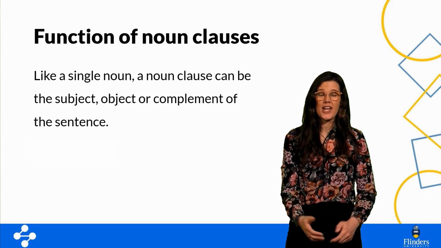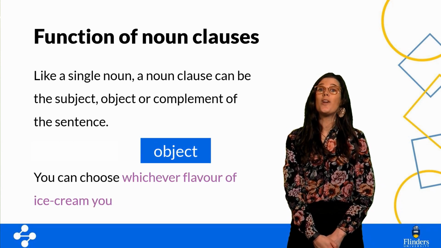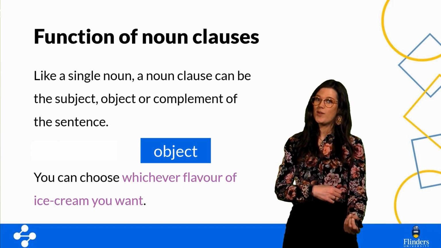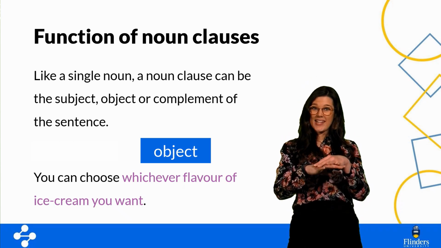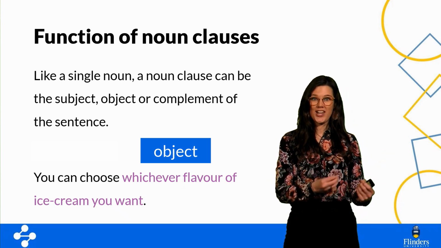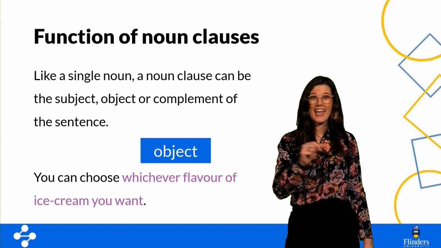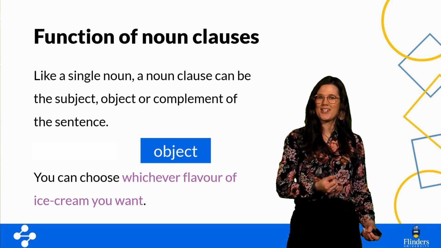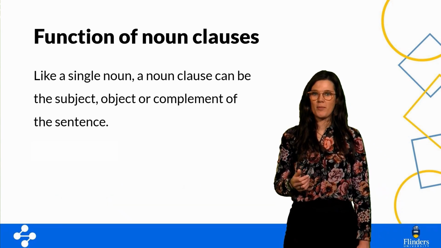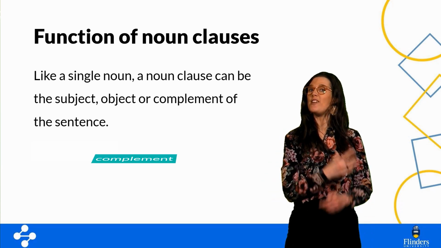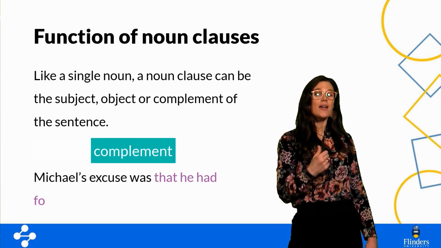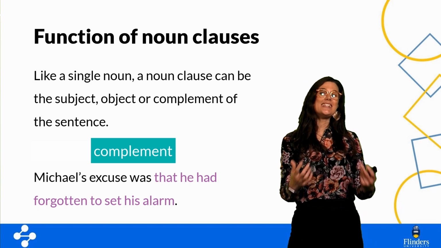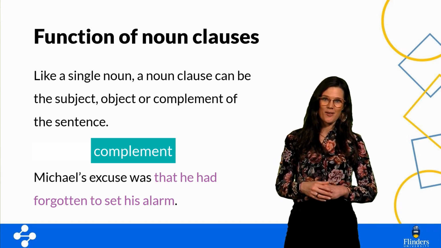It can also be the object in a sentence. You can choose whichever flavour of ice cream you want. Again, it has its own subject, you, its own verb, want, but in the context of the entire sentence, it's in the object position. You, the subject, can choose what you want, and that is the ice cream, object. And it can be the complement of the sentence. Remember, this is the thing that finishes the idea. So, Michael's excuse was that he had forgotten to set his alarm. This is completing the action, completing the idea of this sentence.